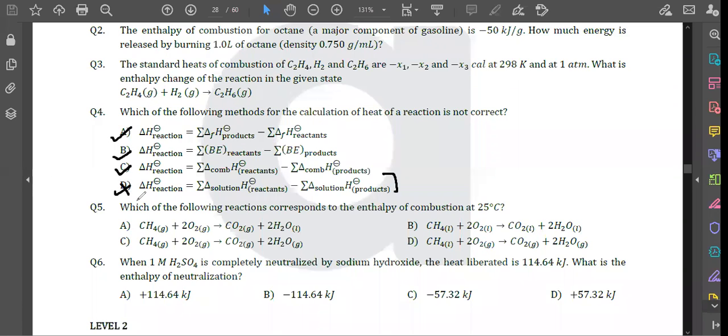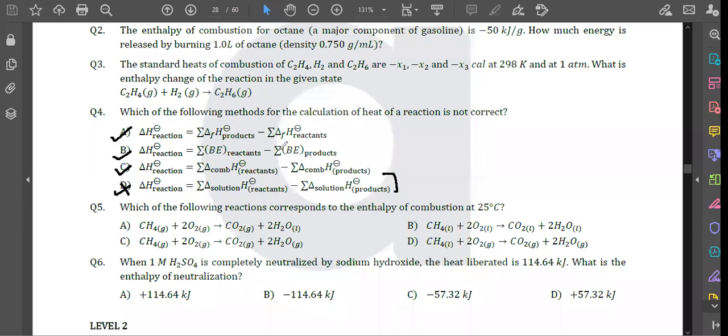Now, when you talk about Hess law, it is not applicable for heat of solution. Sorry, Hess law is applicable, but when you talk about heat of solution, it won't be this. Even though you add all the reactions using Hess law, it won't be this. It would be product minus reactant only. Okay. Right, everyone?